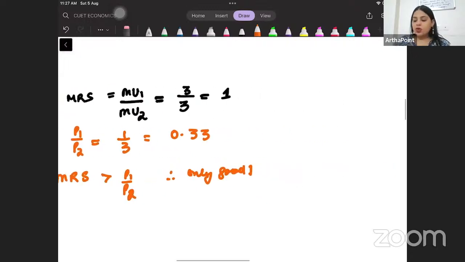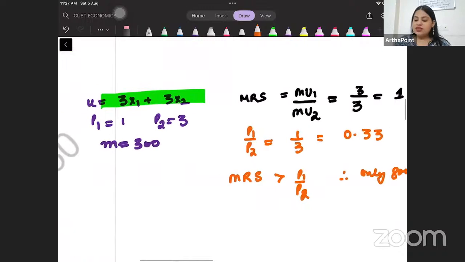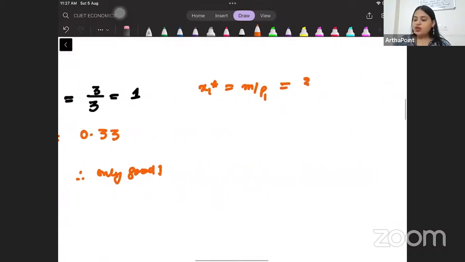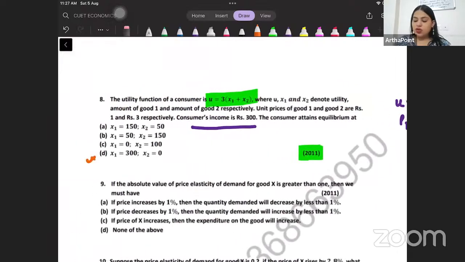है ना? Good 1 कितना consume करोगे? What will be x1 star? M by P1. Income is given as 300 and price is given as 1. So beta ये हो जाएगा 300 by 1, which is 300. So from here, we know that the answer should be you only consume good 1 and you consume 300 units.